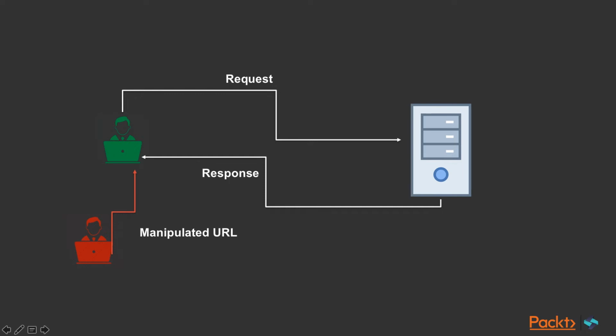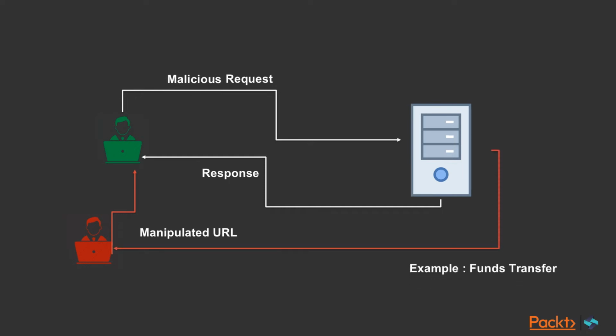Now, suppose that you click on this manipulated URL, you are sending a malicious request to the server, and then the server sends a response back with the manipulated URL to the hacker. Suppose you are doing a funds transfer, you initiated a fund transfer from your account to someone else's account. In between, the hacker sends you a manipulated URL and you happen to click on that URL. Now this malicious request goes on to the server, and instead of the fund transfer going to one of your clients or friends or relatives, the fund transfer happens into the hacker's account.